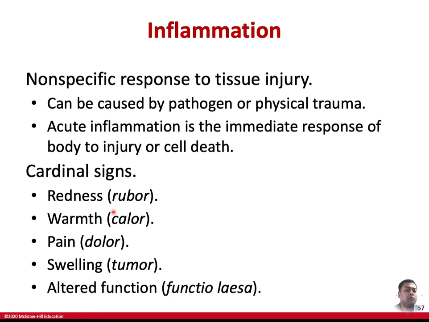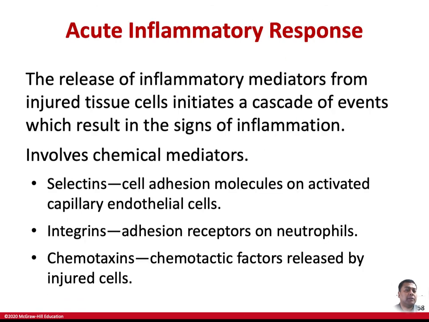Rubor is redness of the area. Warmth is calor, the area feels warm. Dolor is pain, whereas swelling is tumor. And altered function is functio laesa, the altered function of that tissue space. These are known as the cardinal signs, and these cardinal signs are associated with every type of inflammation.